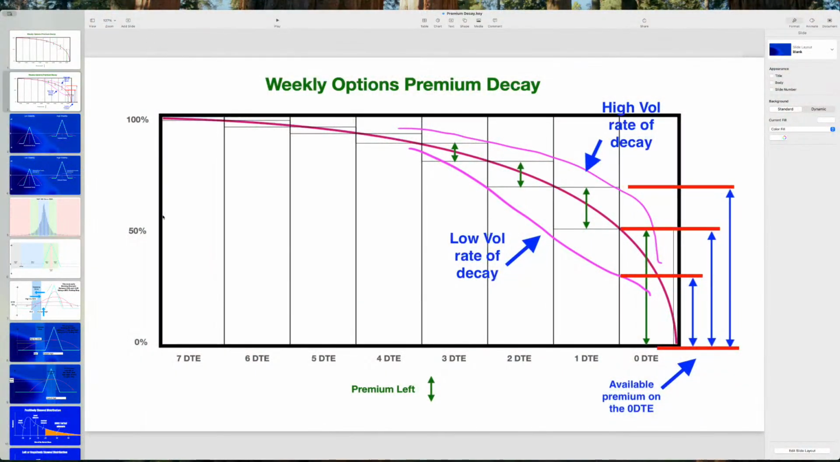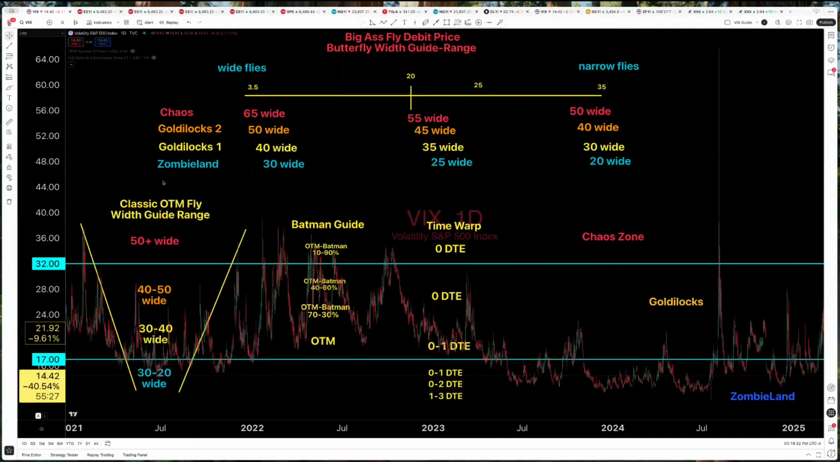All right, so let's go back to the TradingView and look at the playbook. All right. So TimeWarp. You can see here the way this is set up. It's showing us when we're going to consider 0 DTE or 1 DTE. And when we're way up here in chaos or in the upper levels of Goldilocks, and for the most part, even the lower levels of Goldilocks, we're looking at 0 DTE.